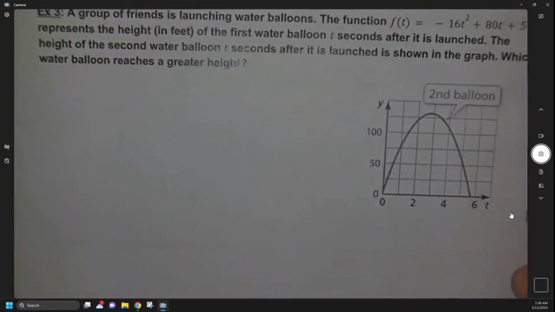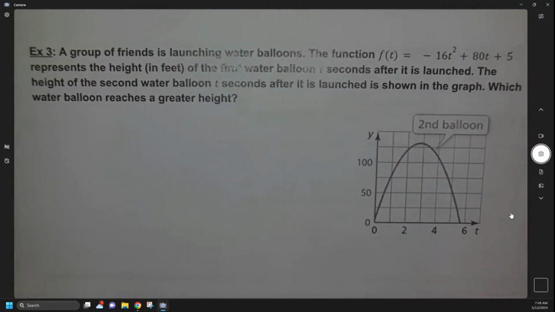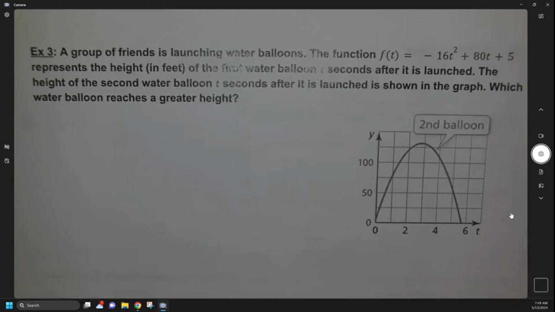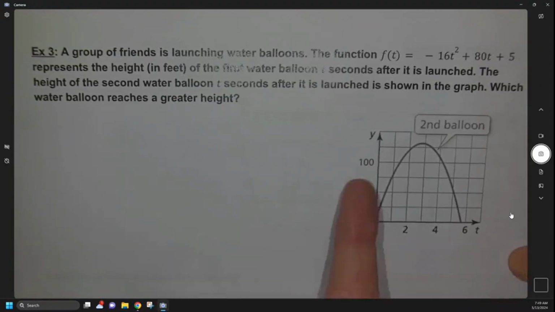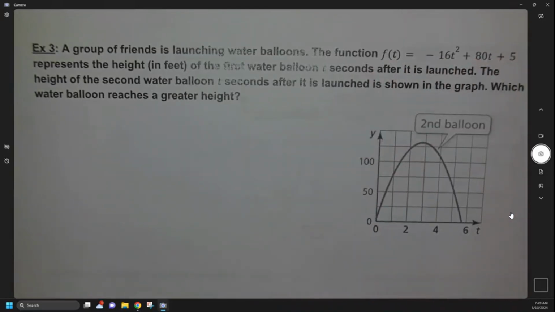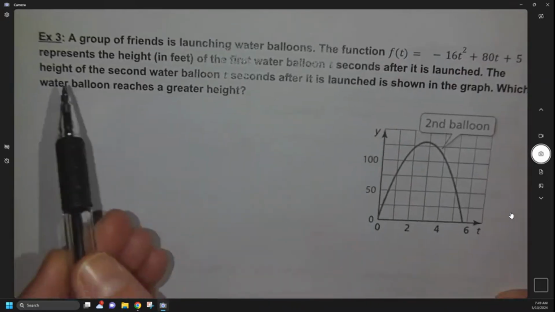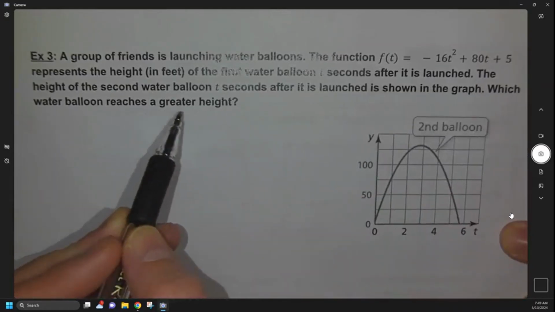All right, now let's take a look at example 3. Example 3 says, a group of friends is launching water balloons. The function f of t equals negative 16t squared plus 80t plus 5 represents the height in feet of the first water balloon t seconds after it is launched. The height of the second water balloon t seconds after it is launched is shown in the graph. So we have our graph for the second water balloon and this function for the first water balloon. Which water balloon reaches a greater height?